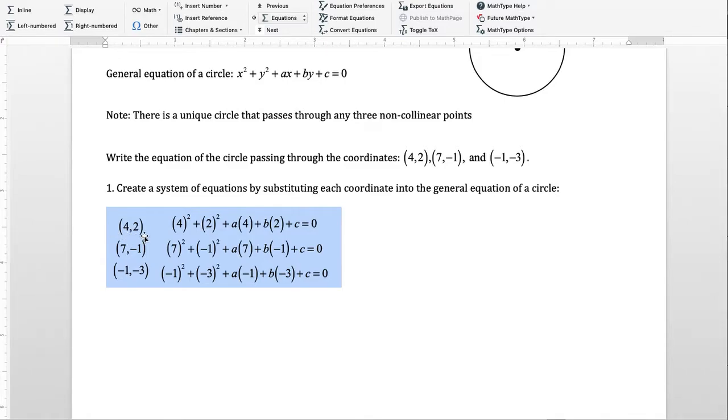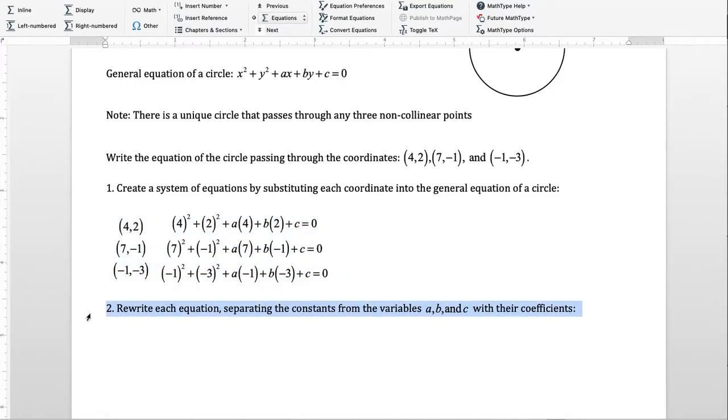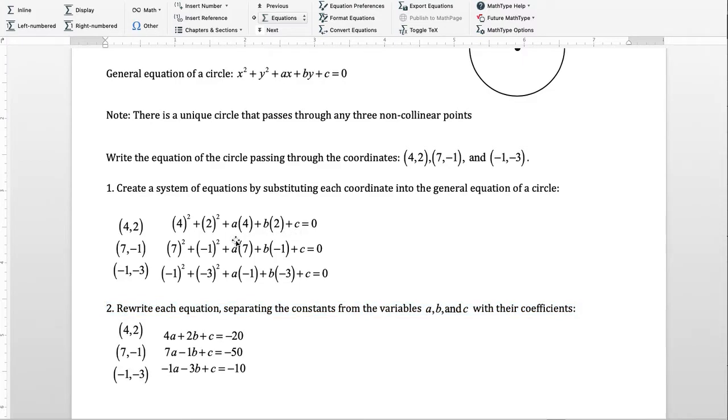Notice each x, y gets substituted in, and we still have our a, b, c. I'm going to take those 3, I'm going to manipulate them so that I isolate the a, b, c. Not necessarily isolate the a, b, c, but I'm going to separate the constants, the 4 squared plus the 2 squared, from the variable terms, the 4a, the 2b, and the c.